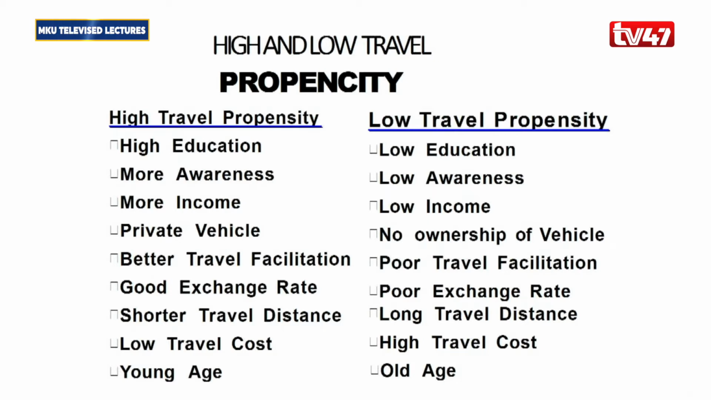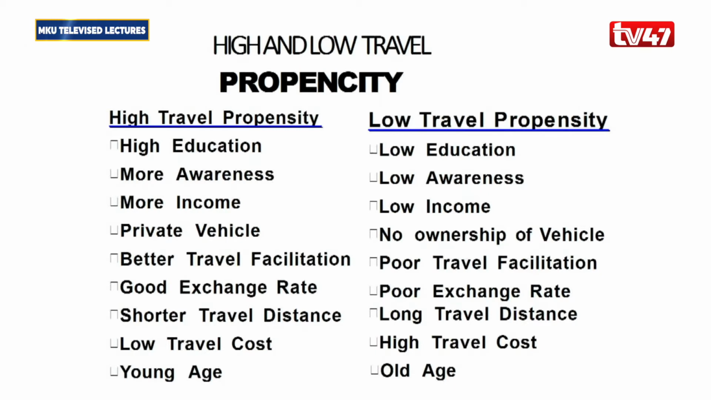Now, a population that has high travel propensity is characterized by the following. They have high education, high levels of awareness, higher levels of income, private vehicles, and better travel facilitation. It can also be the issue of exchange rate. They have shorter travel distances, low travel costs, and most of them are young in age.